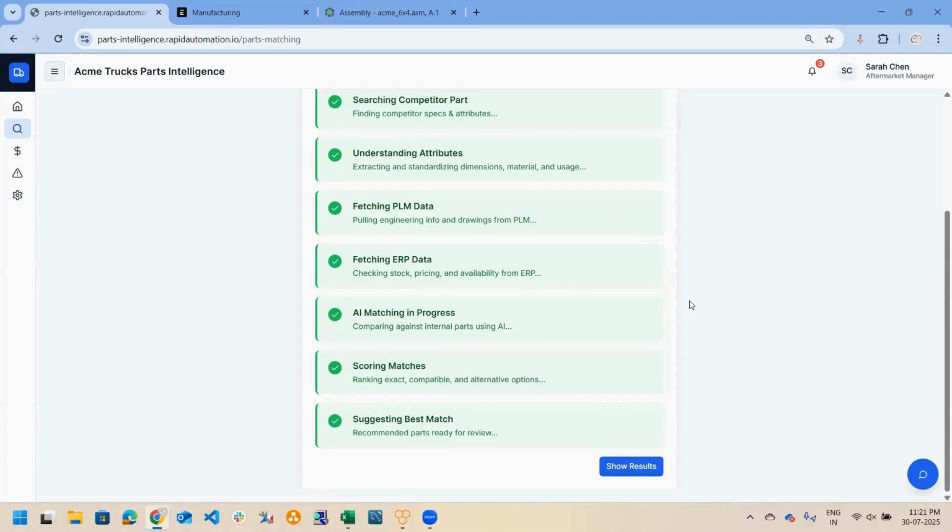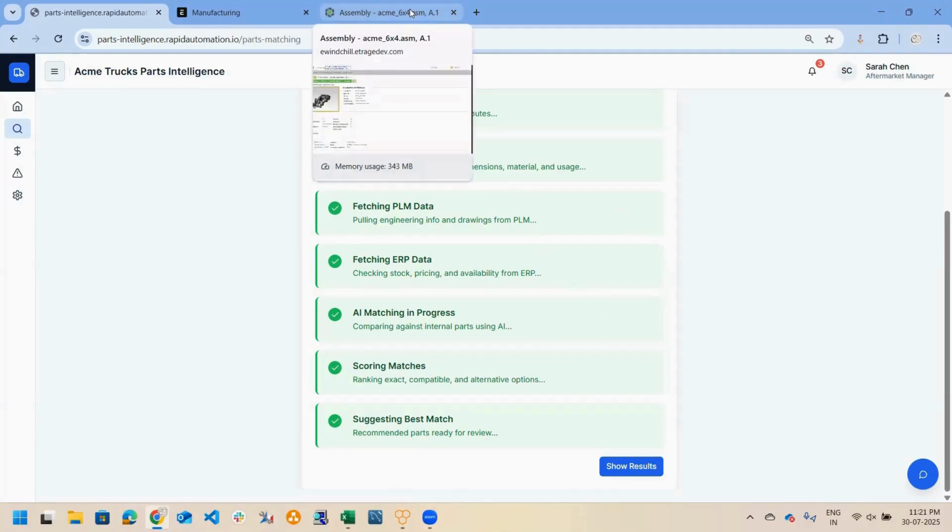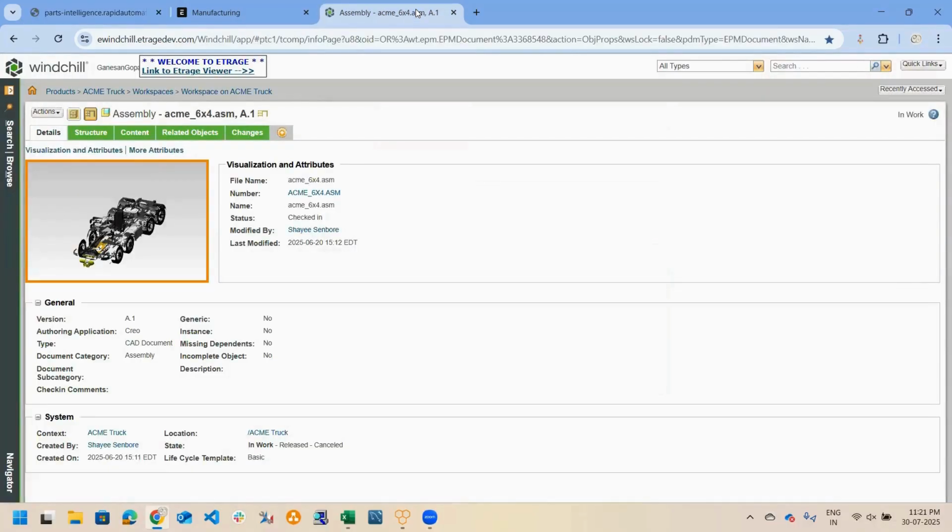And we also see that the process has successfully accessed our PLM connector. For our company at Acme Truck Parts, we connect to Windchill PLM, but our RAP PLM connector can connect to any PLM system out there.